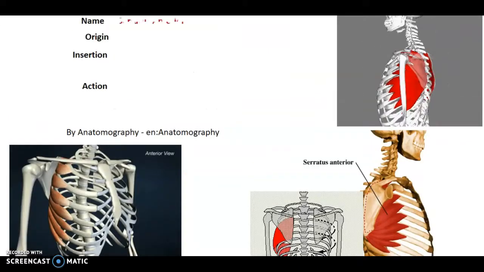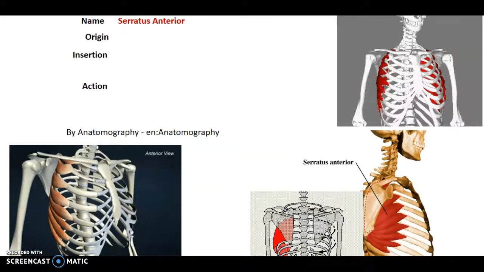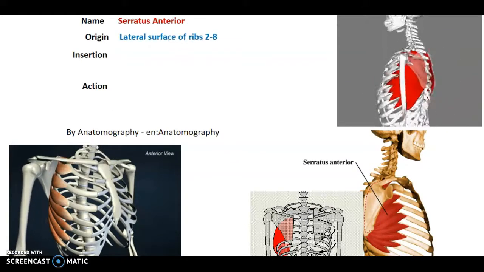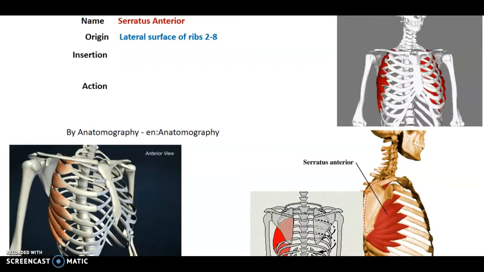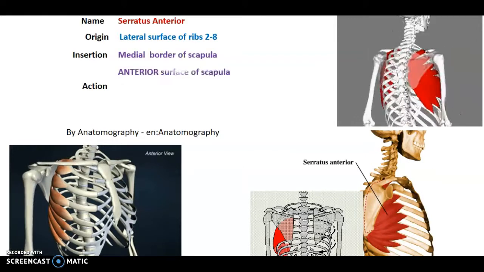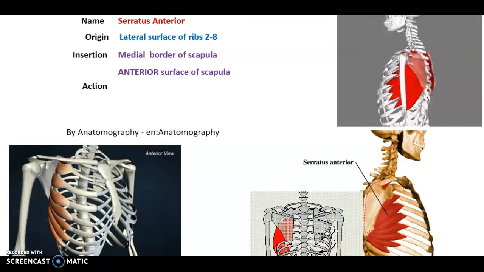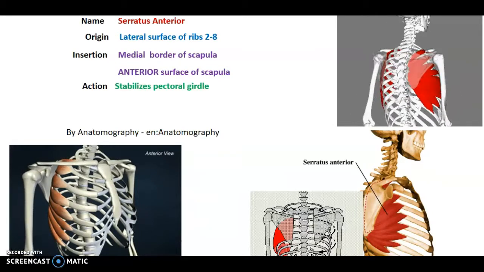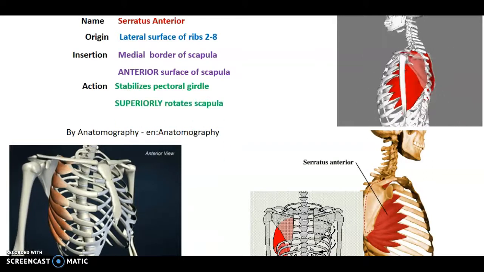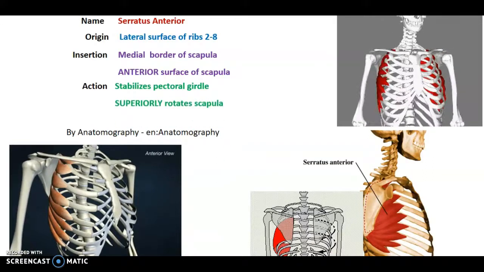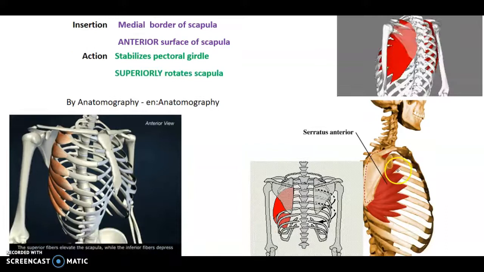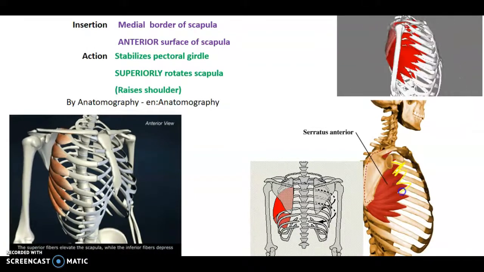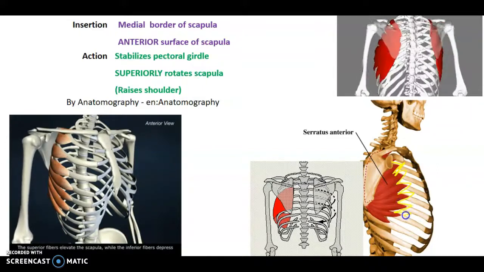Last but not least is our serratus anterior. It gets its name because it looks like a saw. Its origin is the lateral surface of the ribs, and its insertion is the medial border of the scapula. And it's going to stabilize the pectoral girdle, and it's going to superiorly rotate the scapula. Say what? So let's look at what this muscle actually does. It gets its name because it looks like a saw. Serrated knives look like saws.